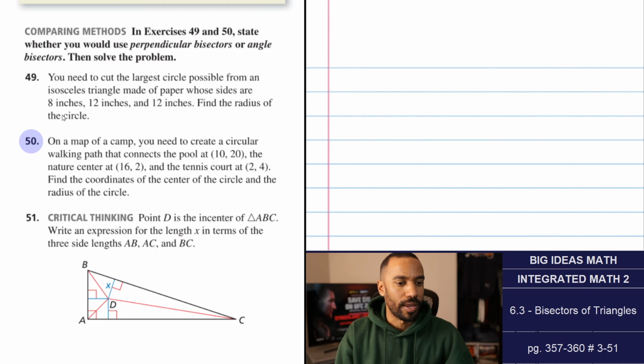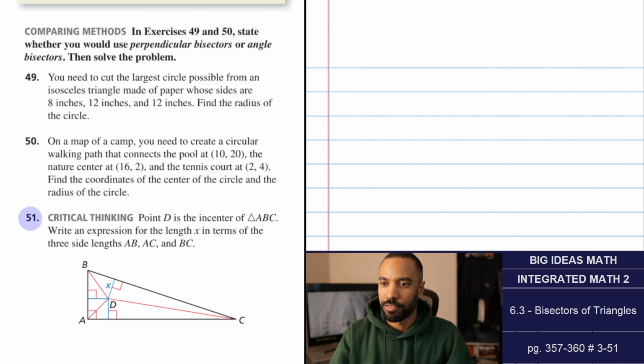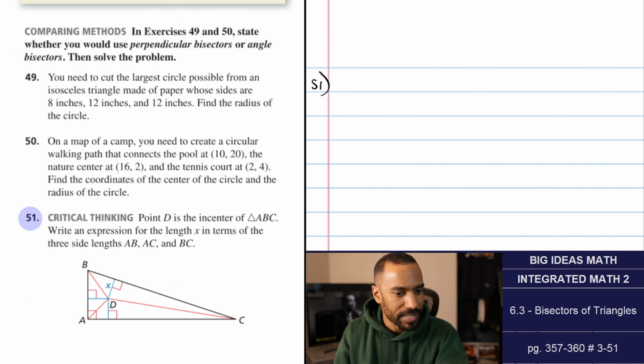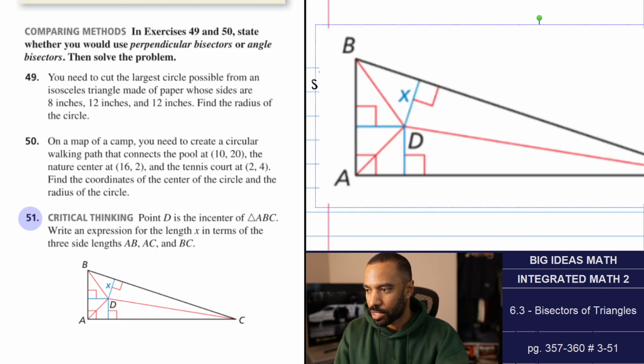Number 51, critical thinking though. Point D is the in-center. Let's see, 51. This is not a proof. Point D is the in-center of triangle ABC. Write an expression for the length of x in terms of the 3 side lengths AB, AC, and BC. Okay.